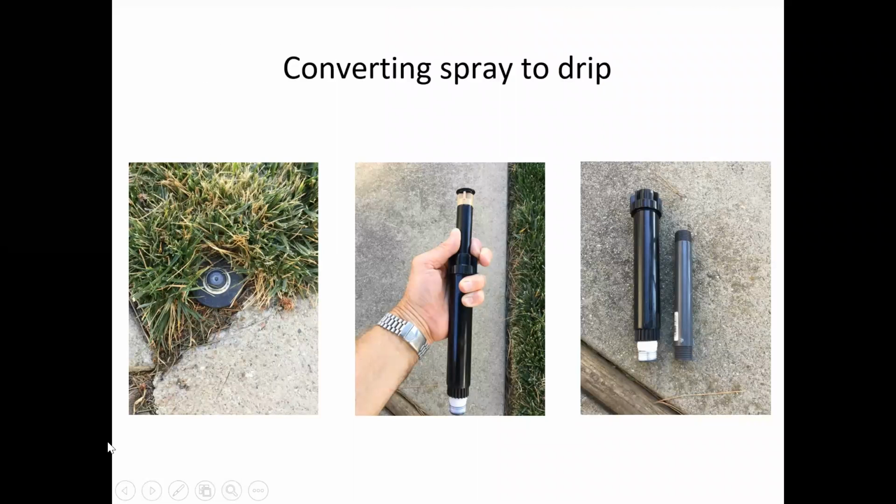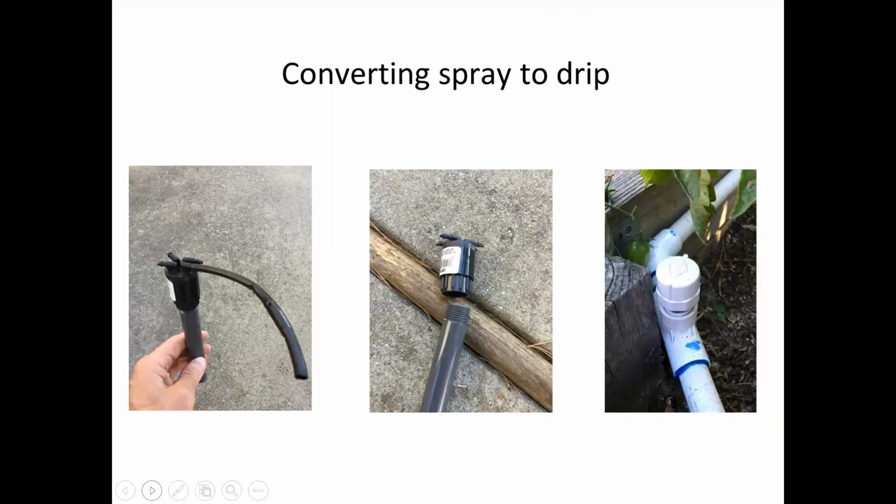So for converting spray to drip, the nice thing is you can work with what you have existing. Essentially, you take your furthest away sprinkler head, you remove the sprinkler, and then you put in a riser. After that riser, you're going to want to put on some form of drip emitter cap. And then you're going to want to cap all the other sprinklers on that zone so that they're not running at the same time. So you just put a little end cap on them.